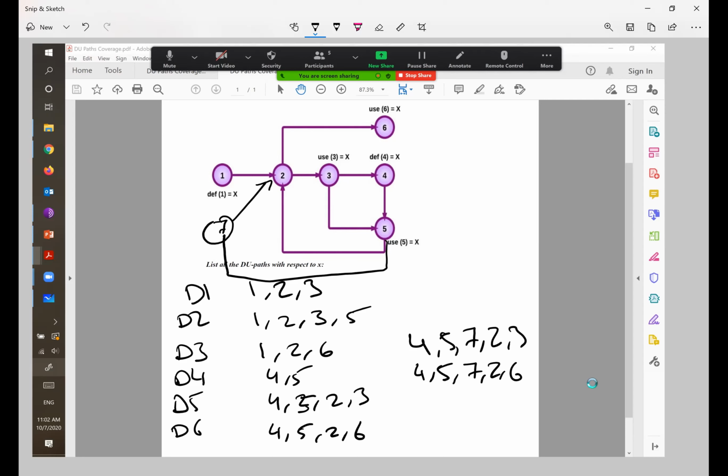Now, tell me, which ones should we cross out had we been doing just the all uses coverage? I told you, tell me the minimum set of test requirements for all uses coverage. That should be easy for two reasons. First reason is because I just already gave you the answer.